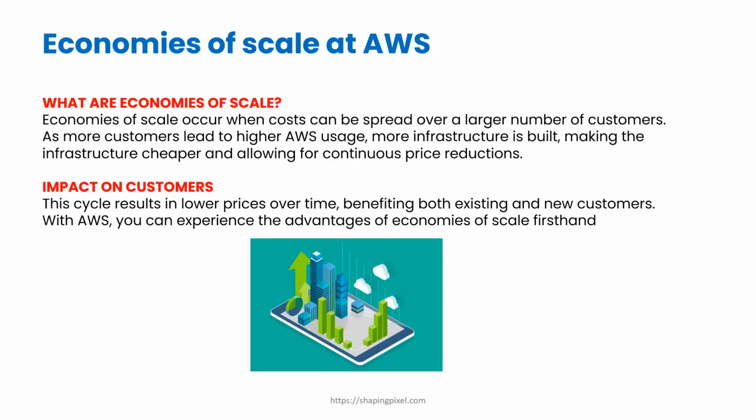Economies of scale at AWS. Economies of scale occurs when cost can be spread over a large number of customers. As more customers lead to higher AWS usage, more infrastructure is built, making the infrastructure cheaper and allowing for continuous price reductions. This cycle results in lower prices over time, benefiting both existing and new customers. With AWS, you can experience the advantages of economies of scale firsthand.